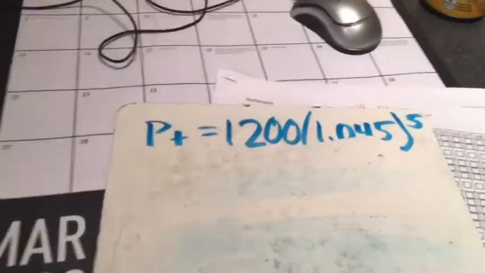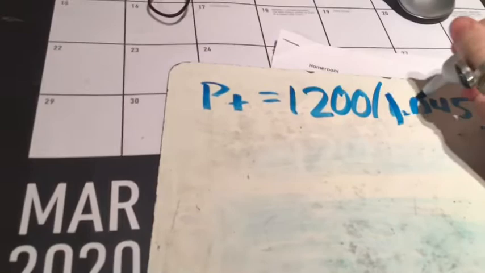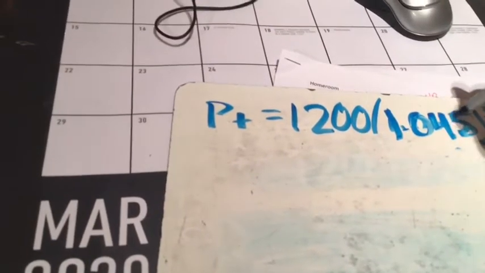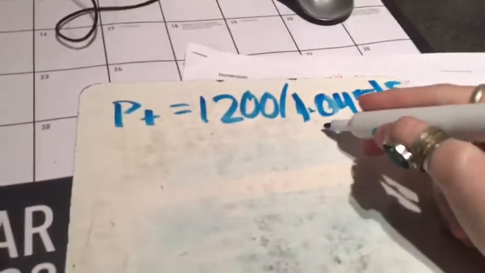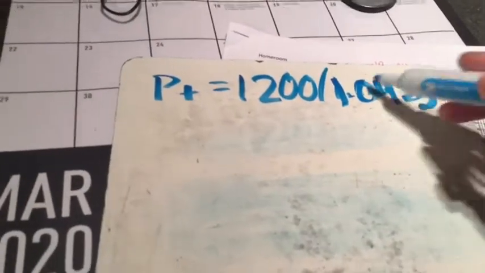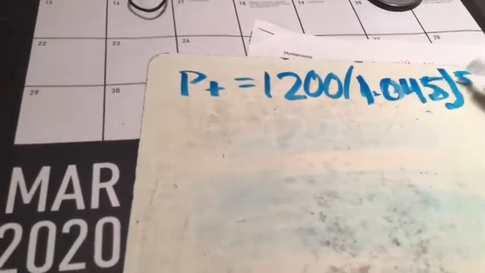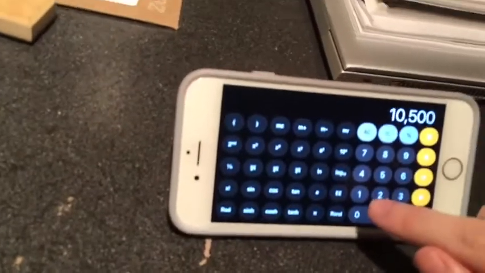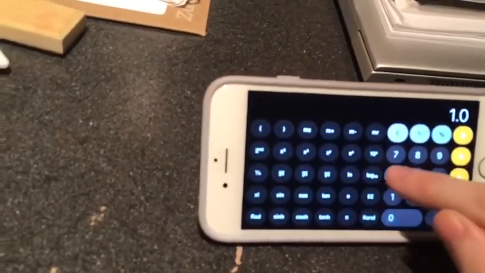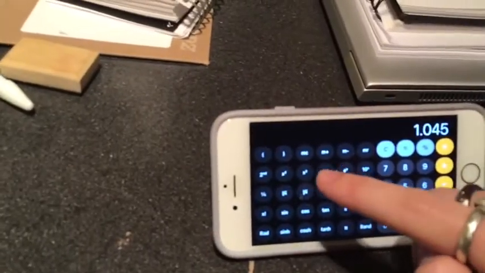So we have this 1,200 times 1.045 to the 5th power, because we added 1 plus the 0.045, so we get 1.045, and we know that we have to do that exponent first. So when I use my calculator, I would type in 1.045, and I would raise it to the 5th power.